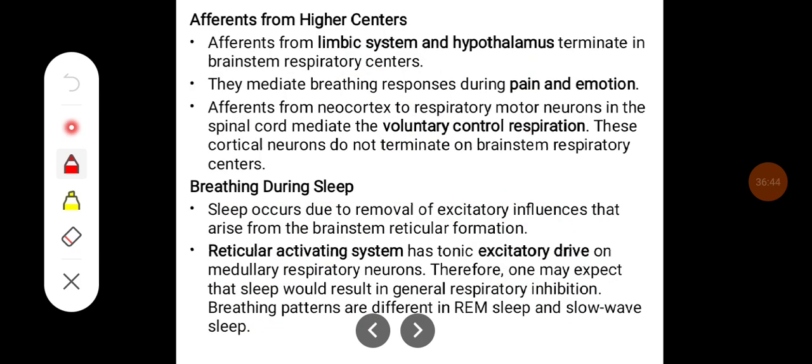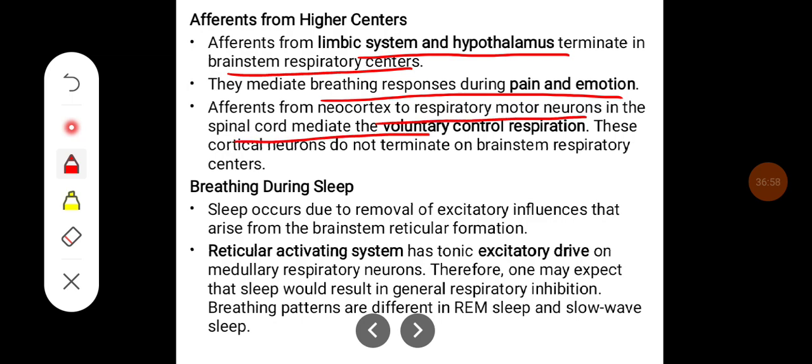Afferents from higher centers, that is the limbic system and hypothalamus, terminate in the brainstem respiratory centers. They mediate the immediate breathing responses during pain and emotion. Afferents from the neocortex to respiratory motor neurons in the spinal cord mediate voluntary control of respiration. These cortical neurons do not terminate on brainstem respiratory centers.